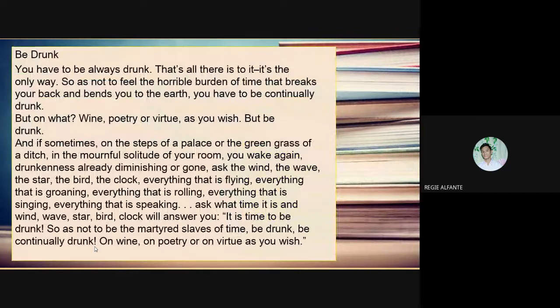We have here another example of prose poetry. As you observe, the poem Be Drunk does not follow metrical structure, does not have rhyme and rhythm, and does not consist of artistic language. So this is the structure of prose poetry. It follows natural patterns of speech and uses plain language.